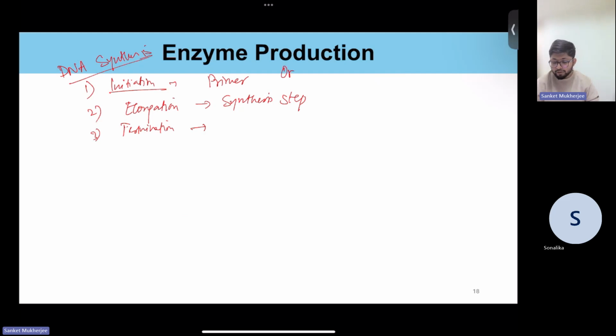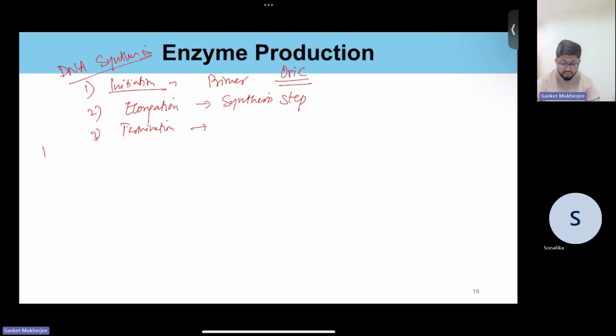Initiation is also important, like the origin of replication, usually the ORI sites in E. coli. It tells you this is the place from where DNA replication will start. In the eukaryotic system, there are multiple origins because such a large DNA cannot be synthesized from a single origin. It will take a lot of time.